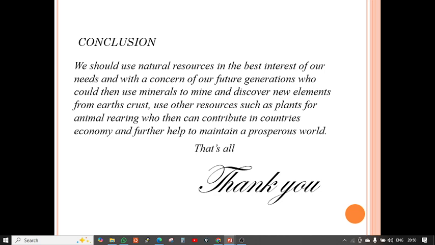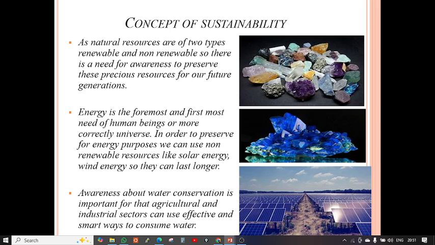So the most important thing is that man is the most crucial animal. We have to utilize the resources in a controlled way, thinking of our future generations. That is the main thing. Also, man takes from the earth's crust the resources, the plants, animals, all those things, and contributes to our economy and further helps toward a prosperous world. That is the motto. We have to utilize them in a controlled way so that they not only nourish you but your future generations also get benefited. This is all about the first part of the environment in relation to the human.